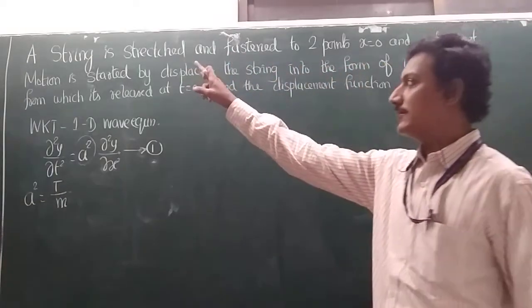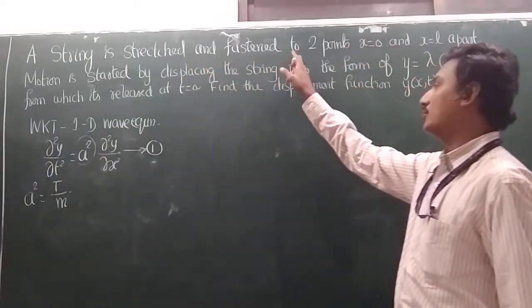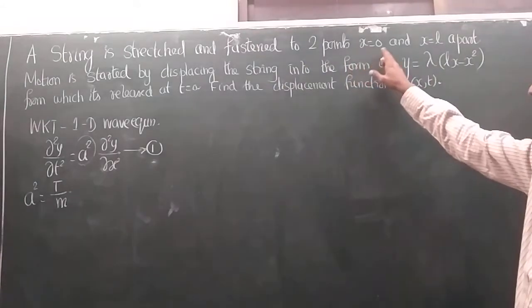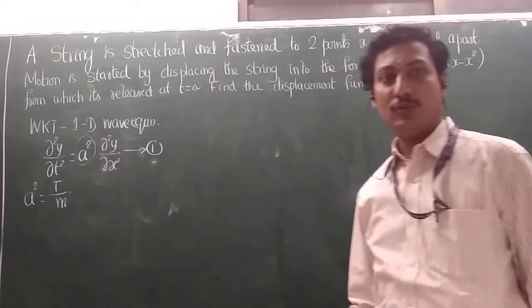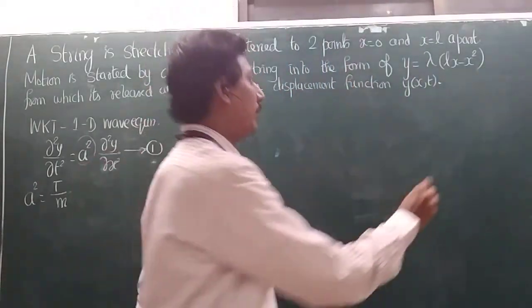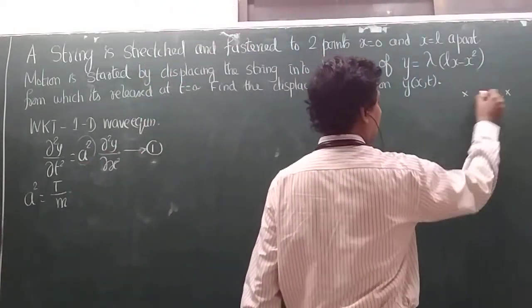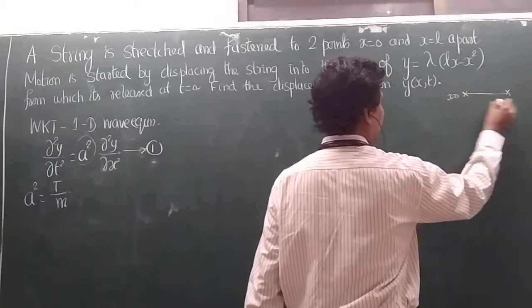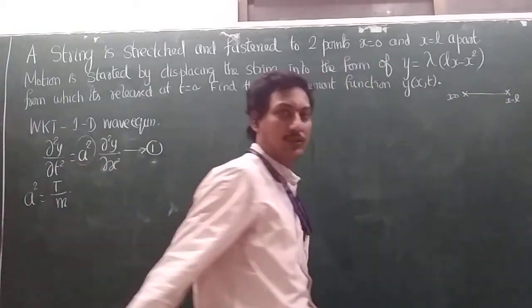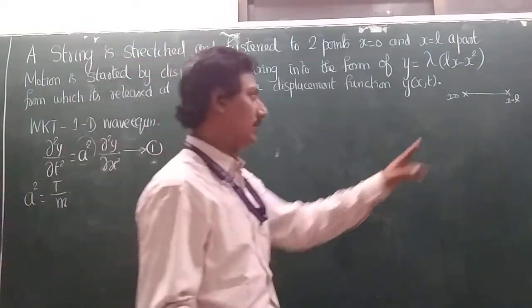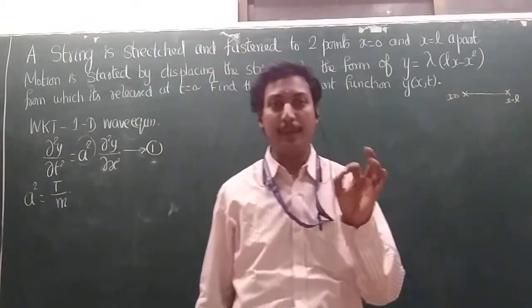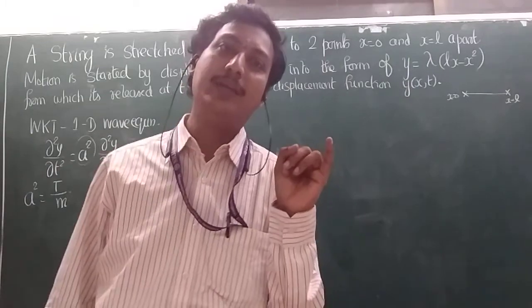A string is stretched and fastened to two points, x equal to 0 and x equal to L. What is the meaning of this? The string is fixed at the two endpoints, at the point x equal to 0 and x equal to L. This is the length of the string. It is fixed, so obviously there is no displacement at the point x equal to 0 and at the point x equal to L.